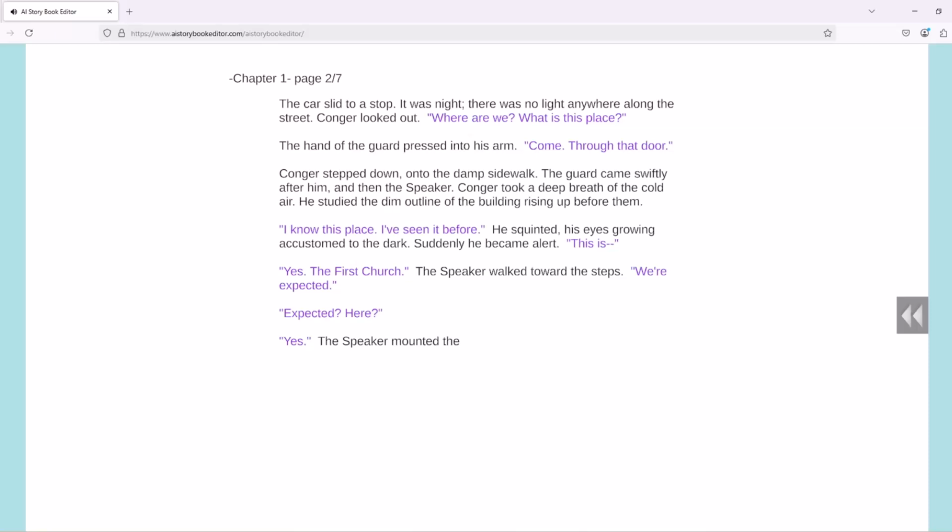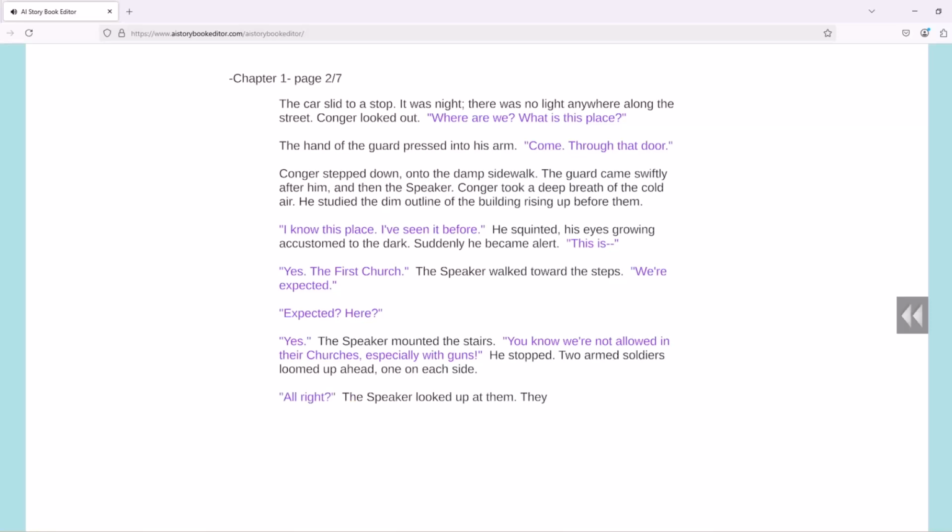The speaker mounted the stairs. You know we're not allowed in their churches, especially with guns. He stopped. 2 armed soldiers loomed up ahead, 1 on each side. All right. The speaker looked up at them. They nodded. The door of the church was open. Conger could see other soldiers inside, standing about, young soldiers with large eyes, gazing at the icons and holy images. I see, he said. It was necessary. The speaker said, As you know, we have been singularly unfortunate in the past in our relations with the First Church. This won't help. But it's worth it.